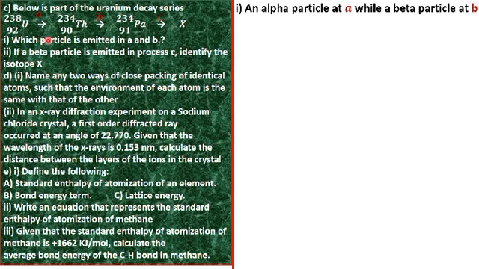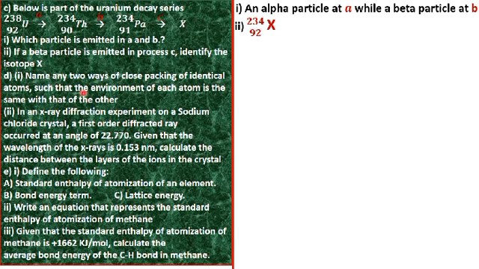Then the next part is saying that if a beta particle is emitted in a process C, identify the isotope X. Like I said, guys, what should happen to the atomic number, that is the number written as a subscript? It has to increase by 1, right? From 91 up to 92, but the mass has to remain the same. So we need to have our X whose mass remains the same, but atomic number goes up by 1. So instead of 91 here, we have 92.